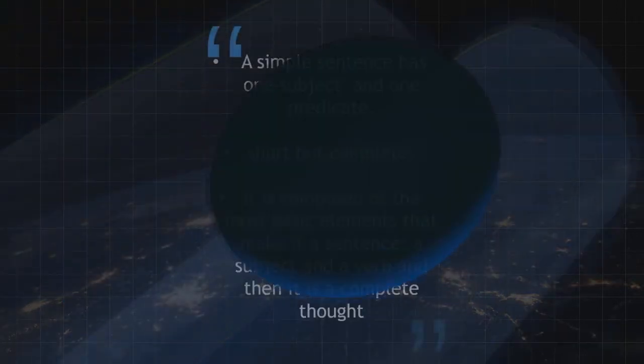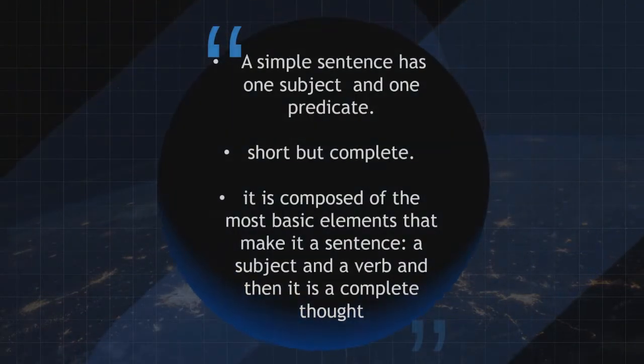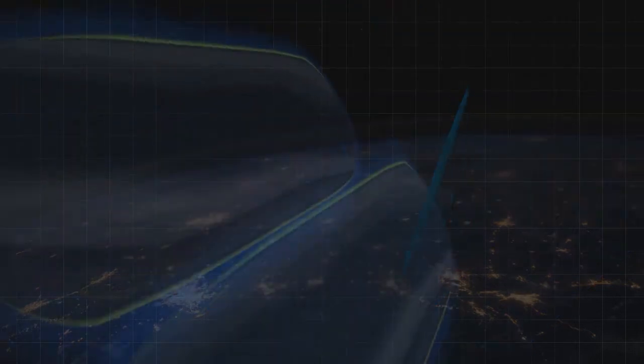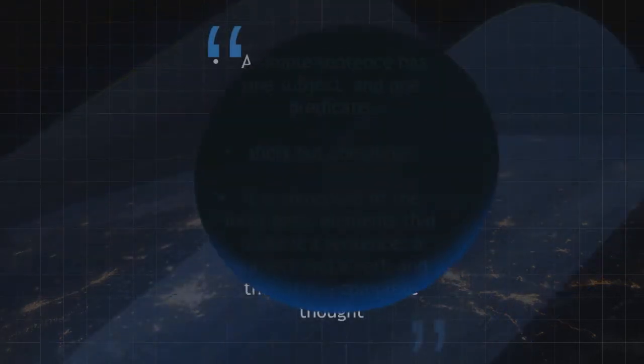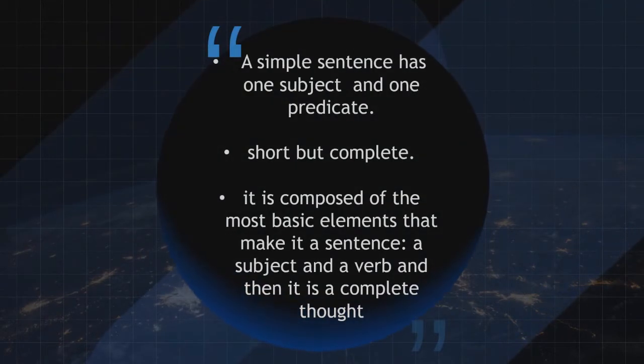So, a simple sentence is a sentence that is composed of one clause. What kind of clause is that? It is called one independent clause. It is composed of the most basic elements that make it a sentence: a subject and a verb, and it is a completed thought. A simple sentence is also known as a clausal sentence. It may have a modifier besides a subject, verb, and object.